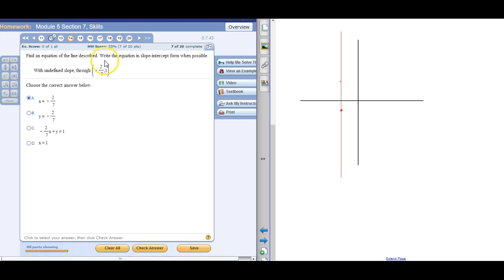Okay, but anyway, the way you come up with an undefined slope through a point is just say x equals whatever the x coordinate is. So there's our answer. Okay, now similar exercise, undefined slope through -3/5, 2. X equals the x coordinate.